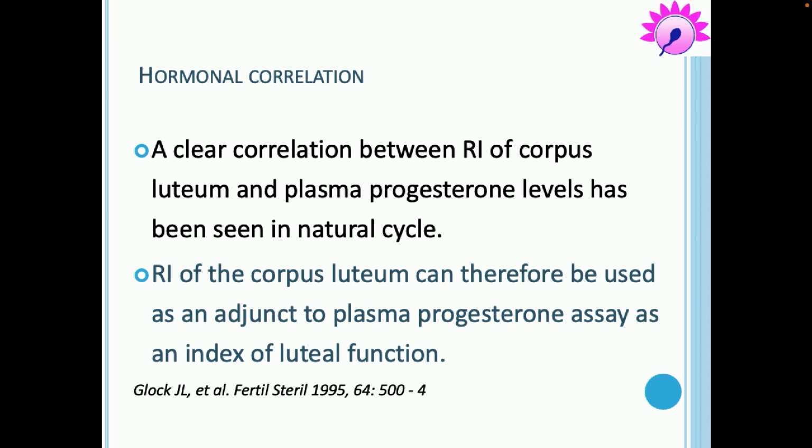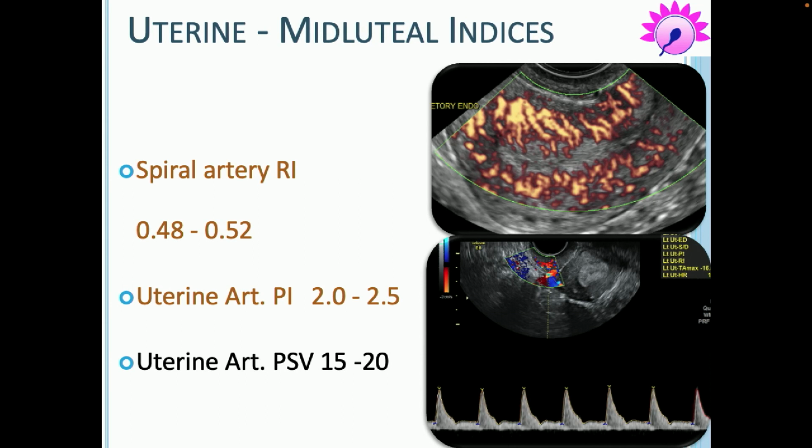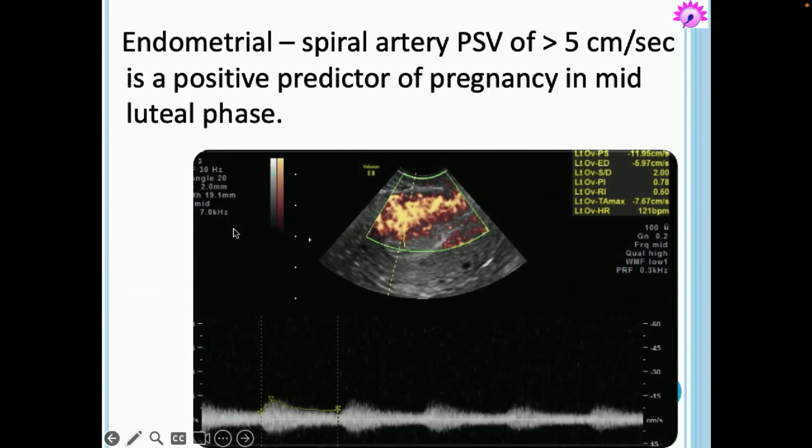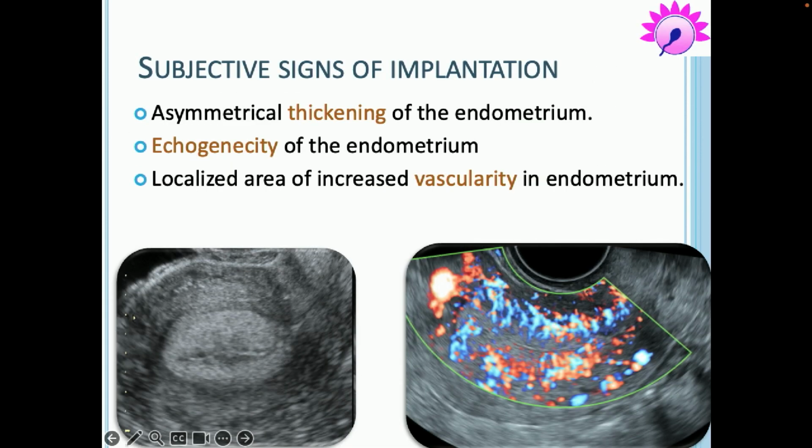Apart from that, yes, you all remember that in the luteal phase we saw the endometrium, and the endometrial flow should be present, and that should also be a low resistance flow. But we also need to remember that when we measure the flow here, if we look at the PSV also, and the PSV is more than 5 centimeters per second, this is one of the positive predictors of pregnancy in the mid-luteal phase.